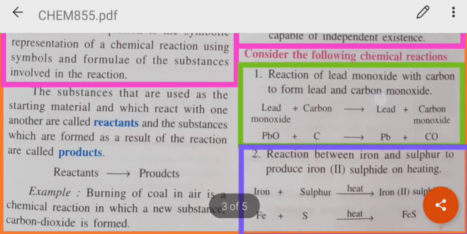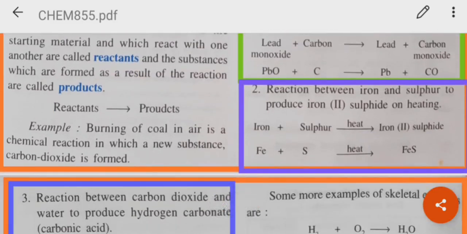Now, let us take few examples. Reaction of lead monoxide and carbon to form lead and carbon monoxide. So, what is the formula of lead monoxide? PbO. For carbon it is C. And the products are lead, Pb, and carbon monoxide, CO. So, what happens in this reaction is that lead oxide is reduced to lead by carbon and carbon monoxide is the other product. Then reaction between iron and sulfur to produce iron sulfide. For iron symbol Fe, for sulfur S.